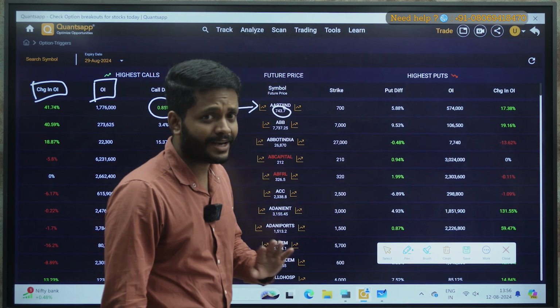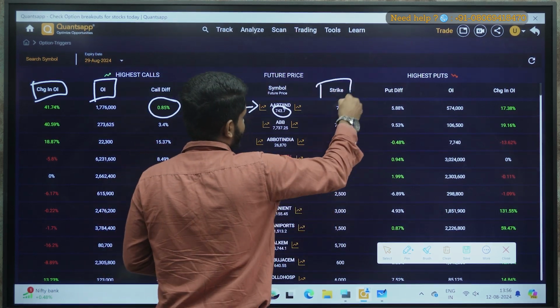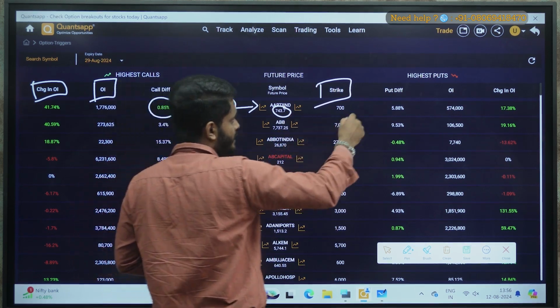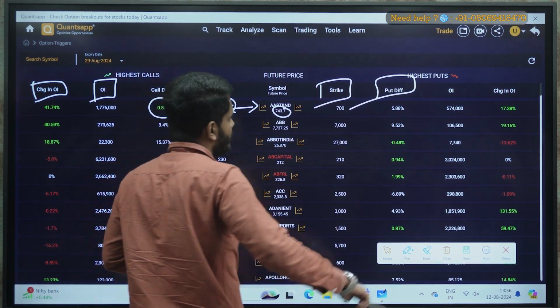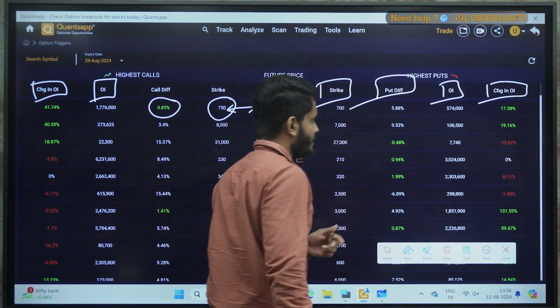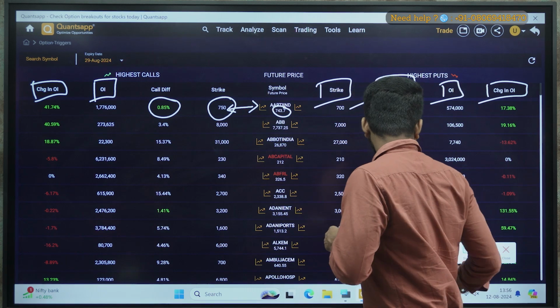First, let's move on to the right hand side. Again, you can easily guess this. The right hand side strike indicates the support level. As the left indicates resistance, this will be indicating support. Put difference is how far the stock is trading from its support levels, correct? And the OI is self-explanatory. Again comes change in OI. So now let's move on to the change in OI and how to use this triggers tool.